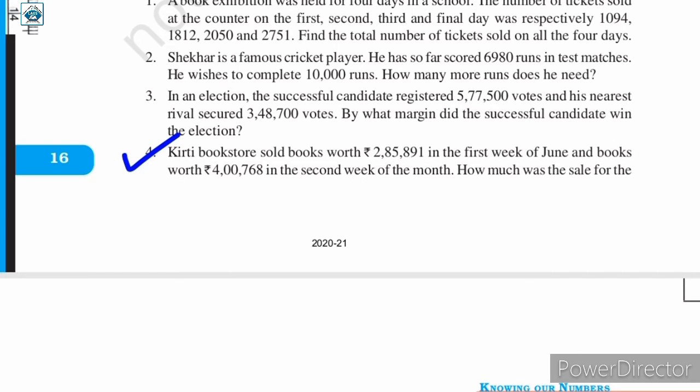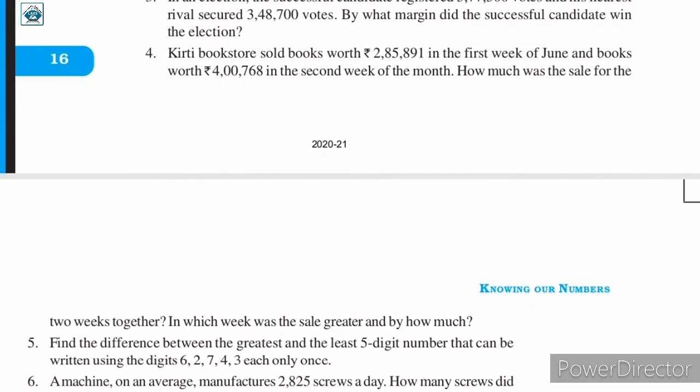Question number 4. Kirti Bookstore sold books worth rupees 2,85,891 in the first week of June and books worth 4,768 in the second week of the month. How much was the sale for the 2 weeks together? In which week was the sale greater and by how much?